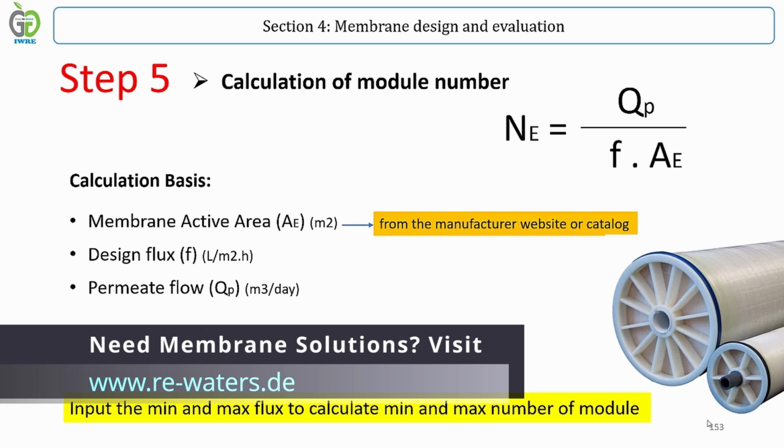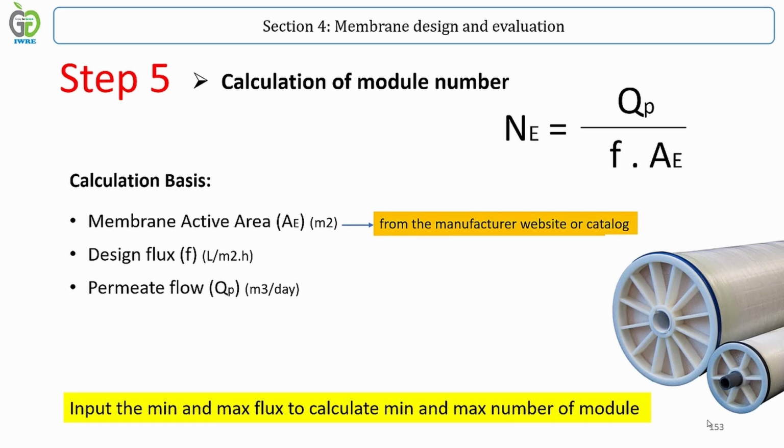Step 5. Calculation of module number. To calculate the total number of modules, this information is needed: permeate flow in cubic meters per day, membrane active area in square meters, and design flux in liters per square meter per hour. You learned how to estimate the design flux in the previous step. You can input the minimum and maximum flux to calculate the minimum and maximum number of modules.